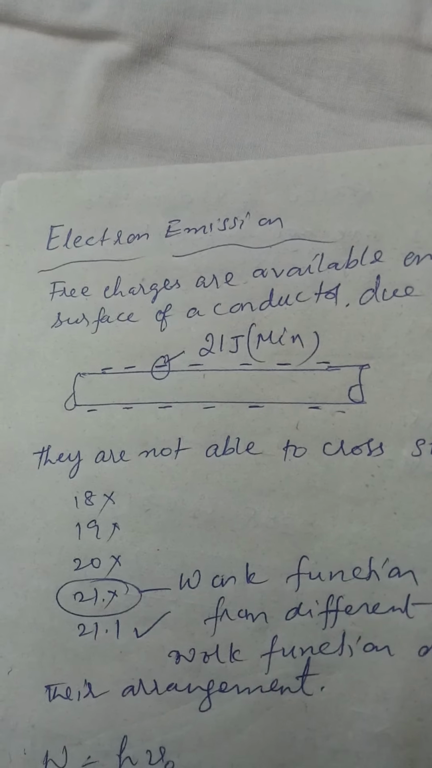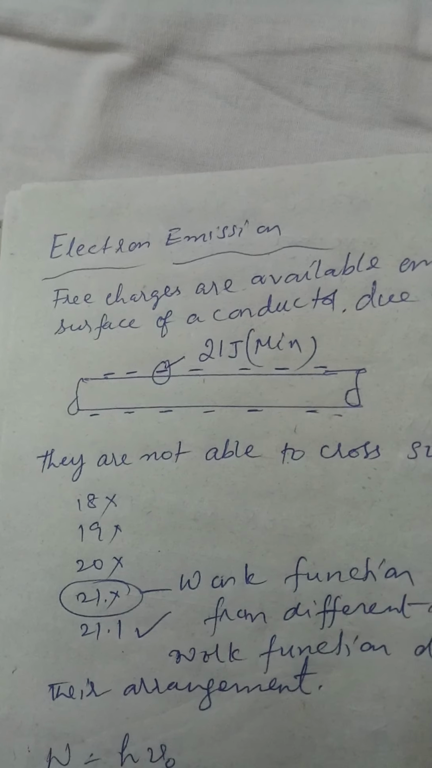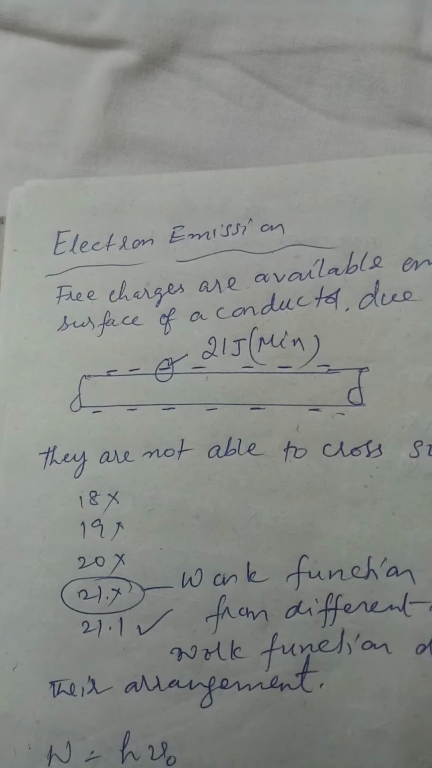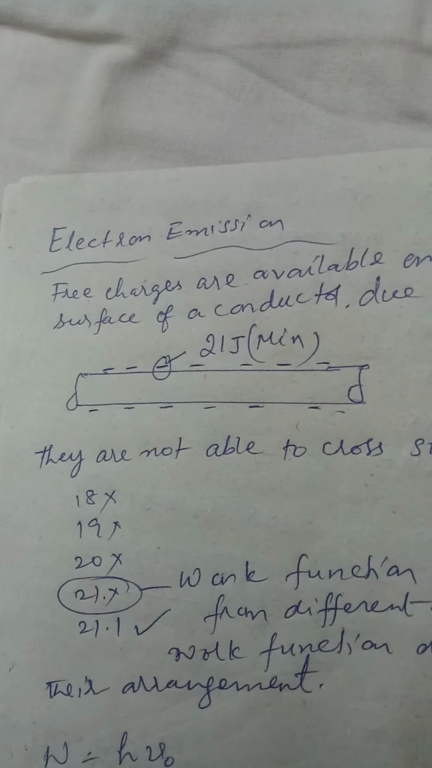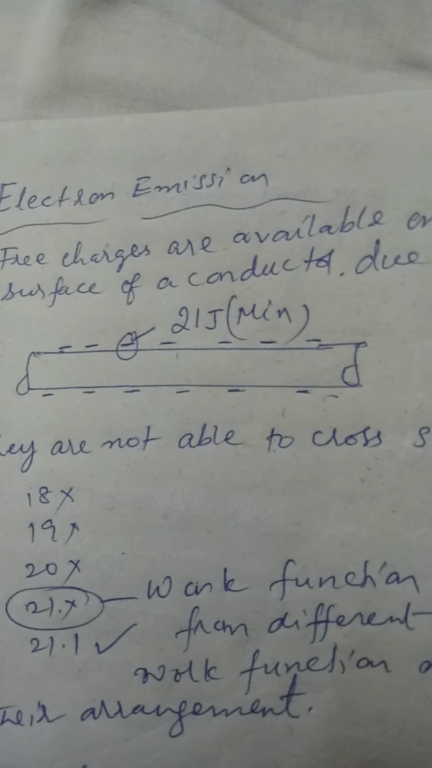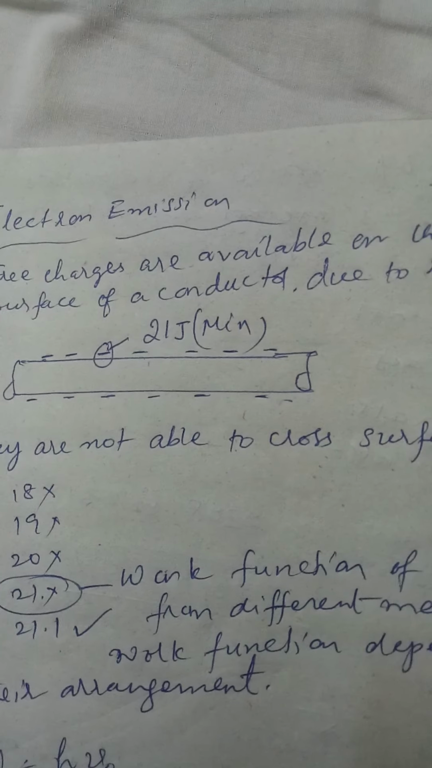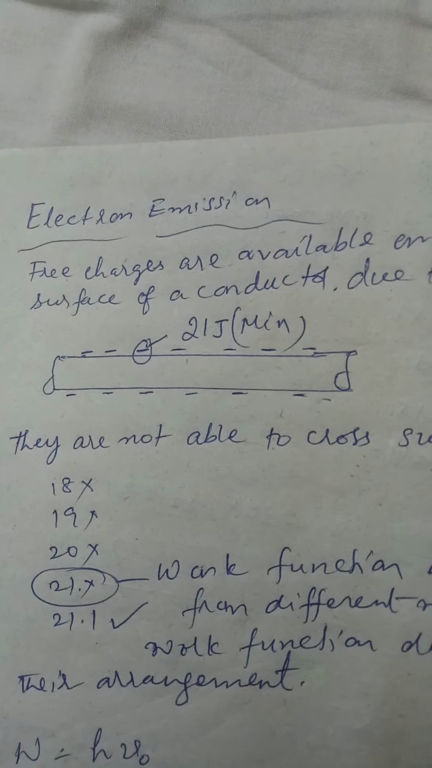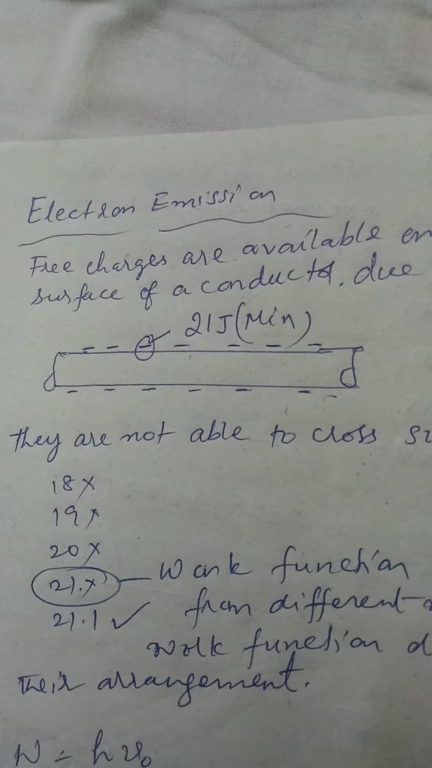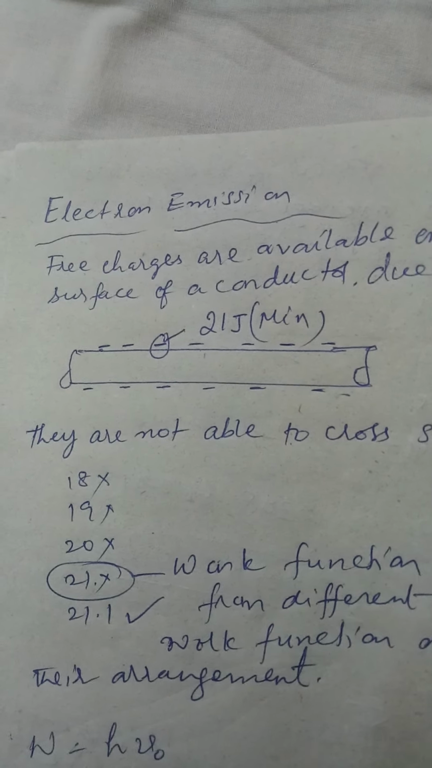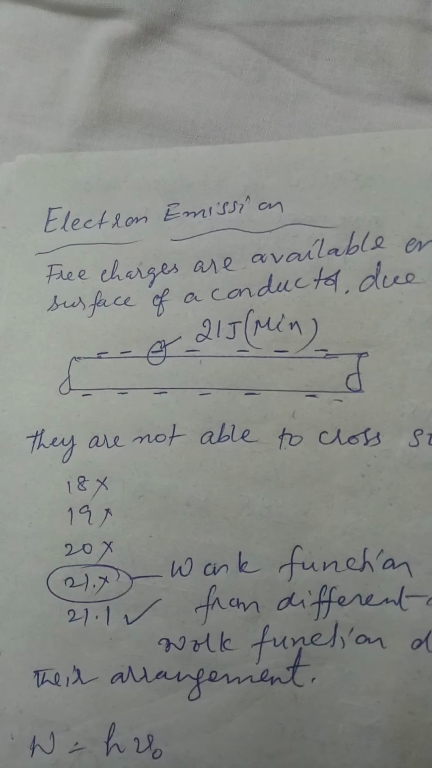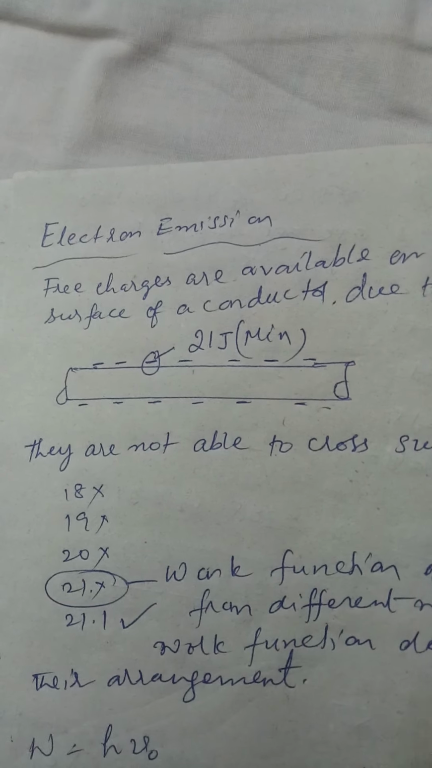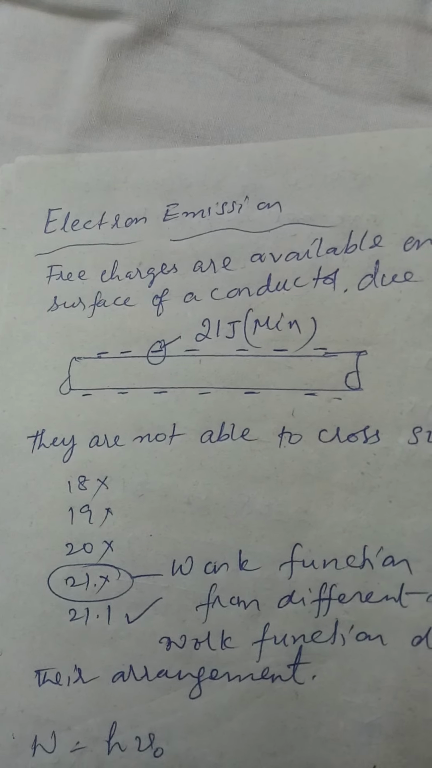In this diagram I have shown the negatively charged conductor, and the negative charges are distributed on the surface, and this distribution is uniform. Now here we need to understand a point, that in electron emission we are trying to knock off these electrons from the conductor. Why are we trying to knock off this? Because the movement of electrons is basically the current formation.